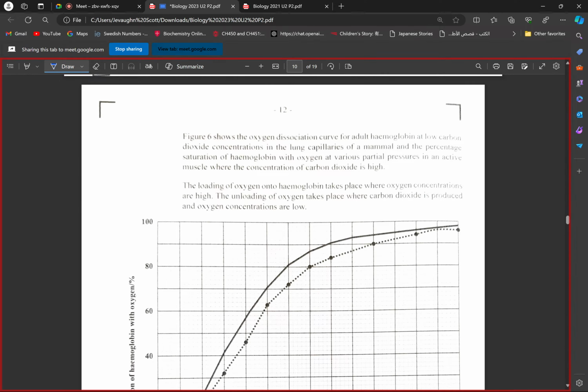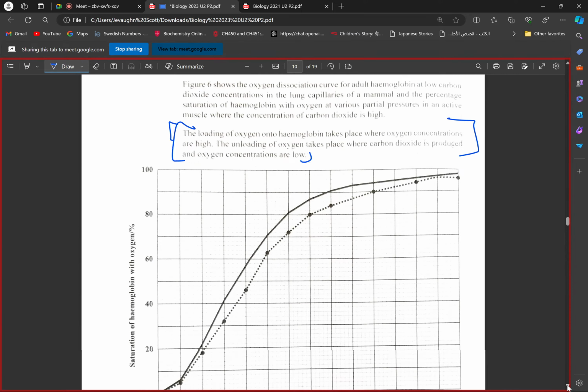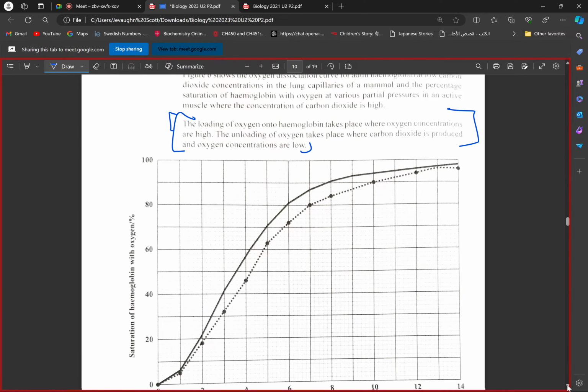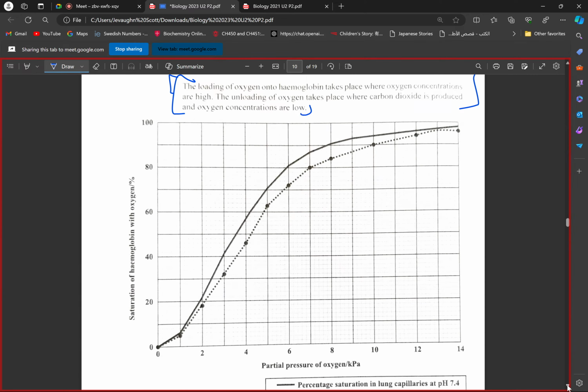So the loading of oxygen onto hemoglobin takes place where oxygen concentrations are high, right? Look at the question, it's just giving you information, right? The unloading of oxygen takes place where carbon dioxide is produced and oxygen concentrations are low, right? So this is basically saying, hey, here's free information in the middle of the exam. All right. So that is some information that could possibly be used.